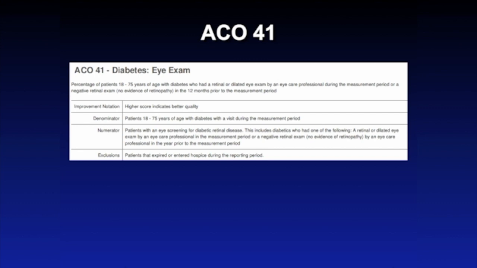And to keep in mind, the ACO measures are based on a calendar year, so they're for 2017, whereas the QA measures are always a rolling year. So it's a year back from the date that you're observing.